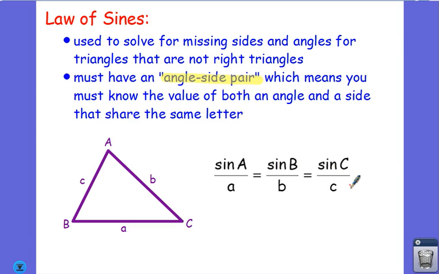When you're solving these problems, you're going to be using two of the three pieces. You're going to use A and B together, or A and C together, or B and C together. You're never going to use all three at one time, always two. And one of the ones you're using is always that angle side pair that you know both values for. So if you know both capital A and lowercase a, this is a guaranteed piece that you're going to be using.